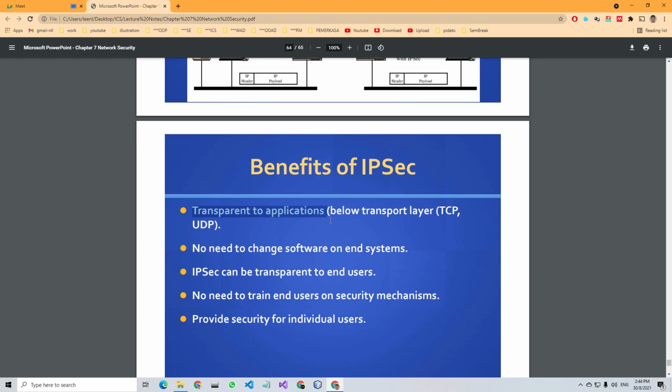Right? Last one, IPsec can provide security for individual users if needed. So this feature is useful for offsite workers, and also for setting up a secure virtual subnetwork within an organization for their sensitive applications.